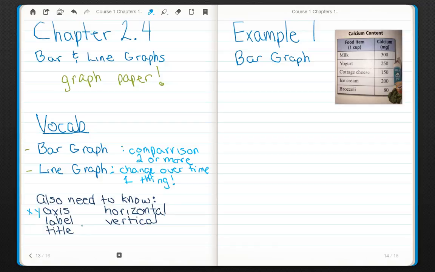So let's start with example 1, a bar graph. Make a bar graph to display the data in the chart. Compare the amount of calcium in milk to the amount in cottage cheese. So, I see several things here. I see a title. The title of this chart is going to be the same as the title of my graph. Calcium content.